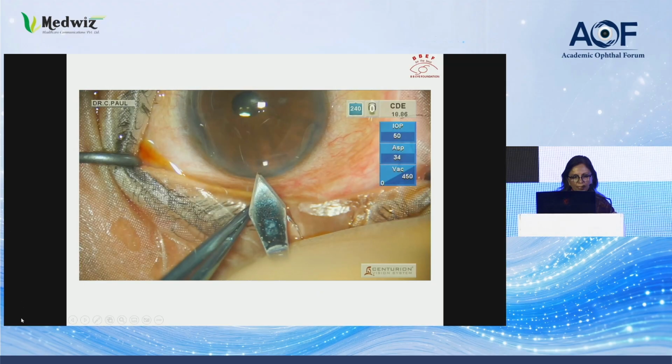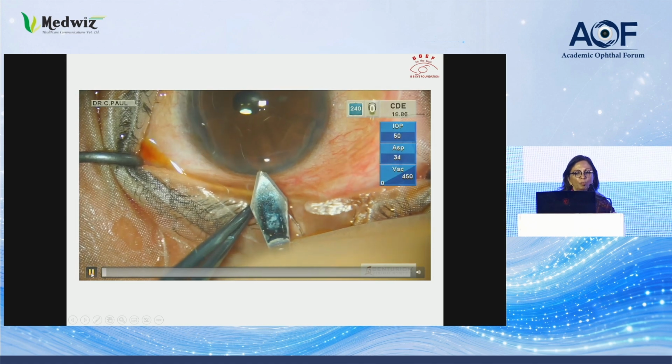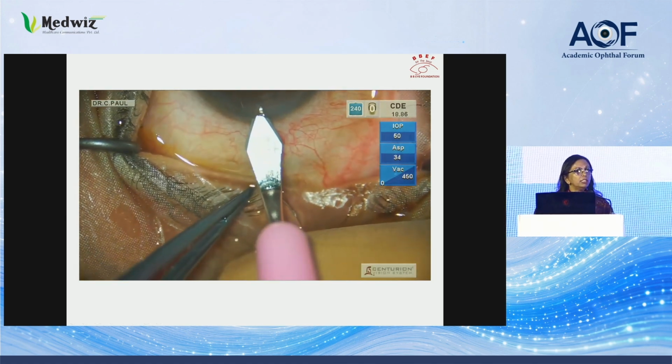All right. So having seen that, have a look at this. This is one of those normal days when it looks like the iStent is very easy to implant.